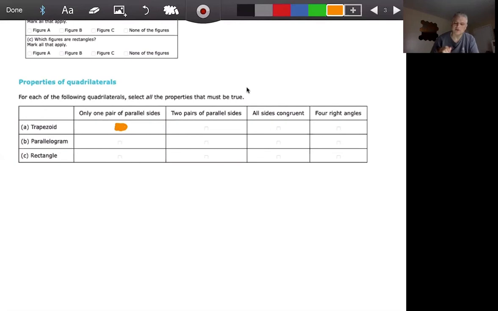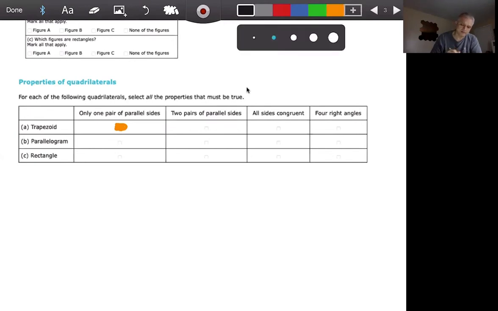All the sides are congruent. Can't happen for a trapezoid because when you have these guys going in, it's making one of those parallel sides shorter than the other one. So no, you can't have all sides congruent, and you can also, because of the slants, you can't have 4 right angles. So that's it for trapezoid.